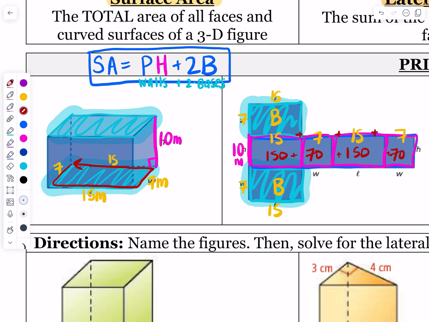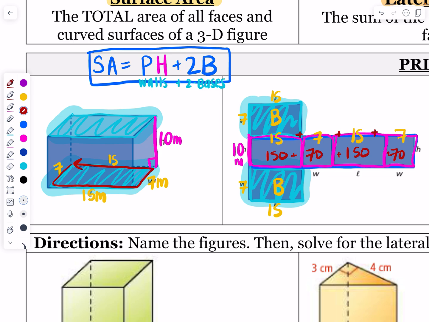That's going to be 440. But if I start by going 15 plus 7 plus 15 plus 7 and multiplying that by the height of 10, that's also going to give me 440. And so that is what a net is, those walls unwrapped and the bases next to them. Okay, so what would be the surface area of this shape?